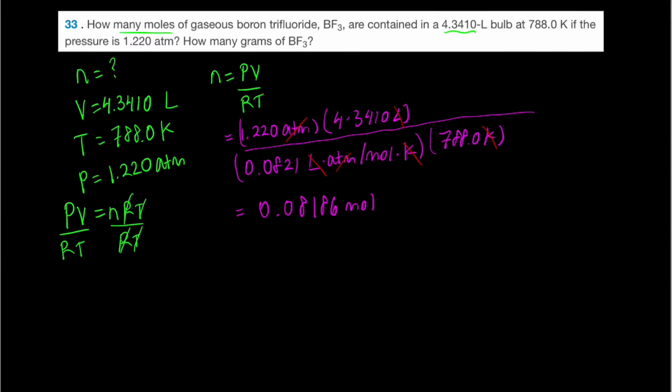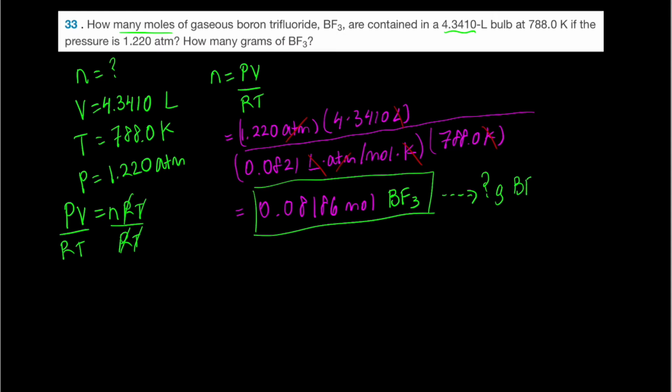Now, this is not just some random chemical. This is BF₃, boron trifluoride. Okay, so that's what we have going for us right now. Now, to answer this second question, we need to convert the moles to grams. Okay, grams of BF₃, and we do that using the periodic table. So boron, if you look, has a number of 10.81, and fluorine is 18.998.